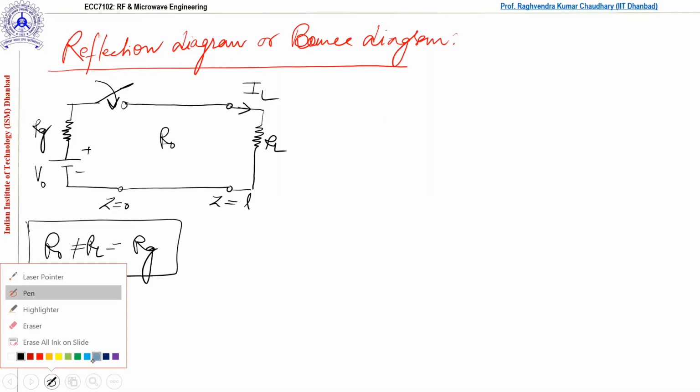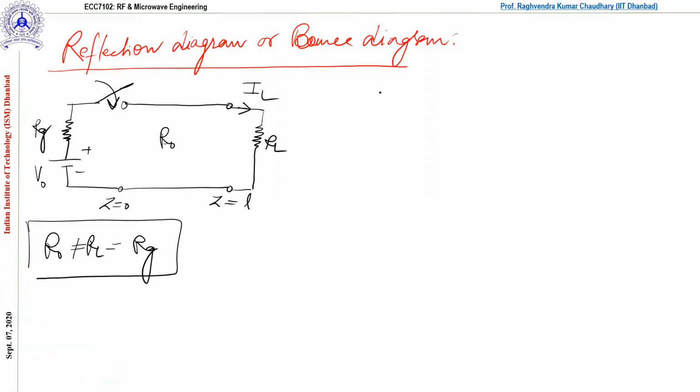Let me choose some new color. So I'm making one axis here. This is a time axis. And this is along the length of the transmission line, let's say Z. T and Z.